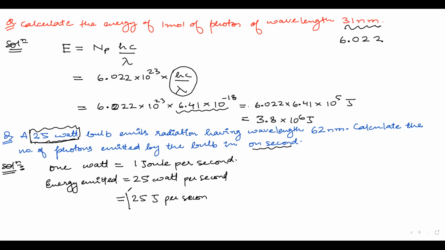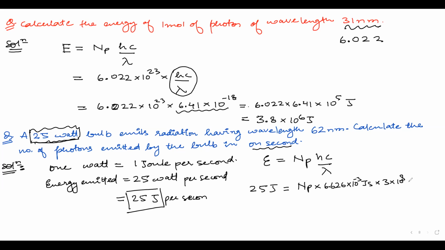So we have the energy emitted in 1 second. We have to just find the photons. So we will use this formula: E is equal to number of photons into hc upon lambda. So energy is how much? In 1 second, 25 joules. What is number of photons? We have to find it out. Into h. What is h? 6.626 into 10 to the power minus 34 joule second. What is c? c is nothing but 3 into 10 to the power 8 meter per second, divided by lambda.